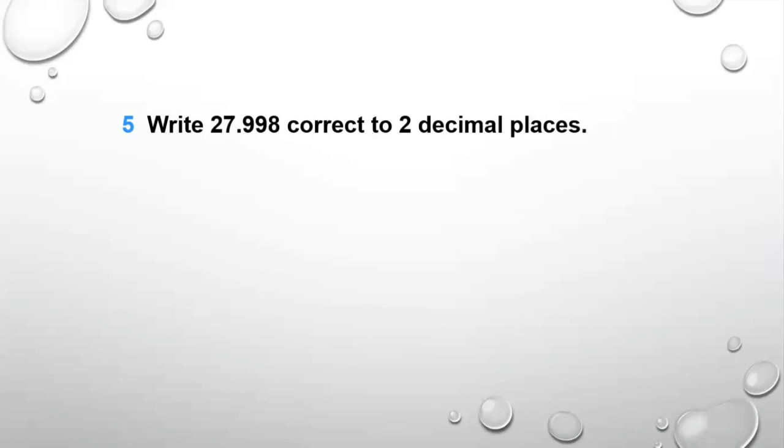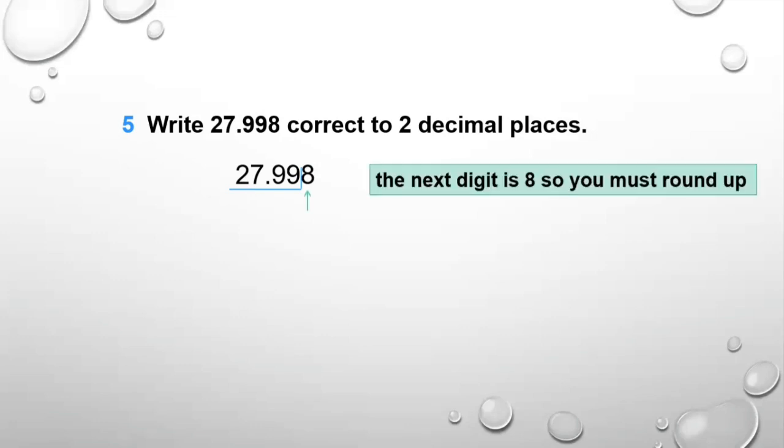Pause the video. Write 27.998 correct to 2 decimal places. Okay, come on, check the answer. 27.998. We just make a bar after 2 decimal places because we are supposed to round up to 2 decimal places. The next digit is 8. So what are we going to do here? We are going to round up the previous place.